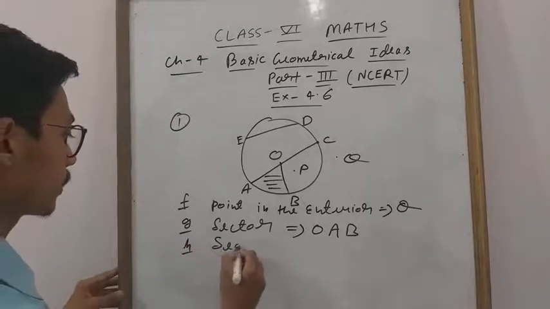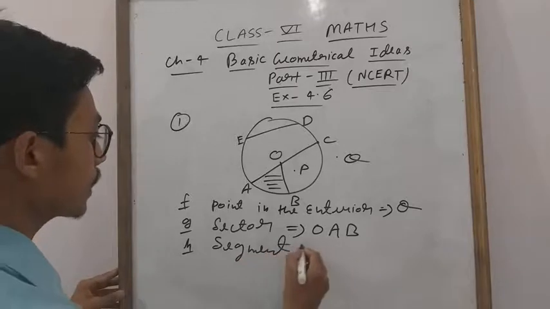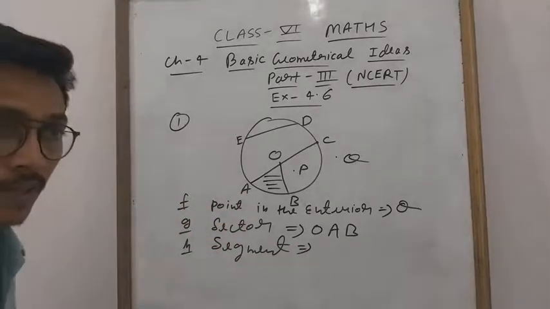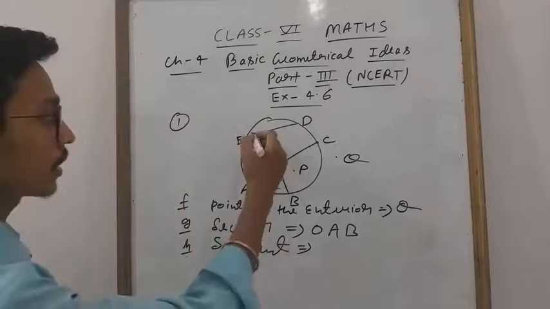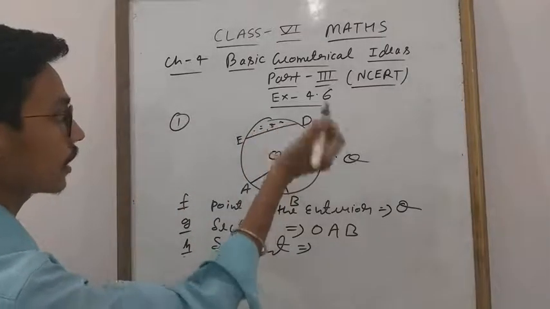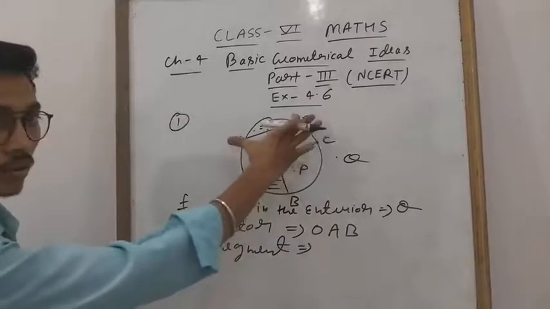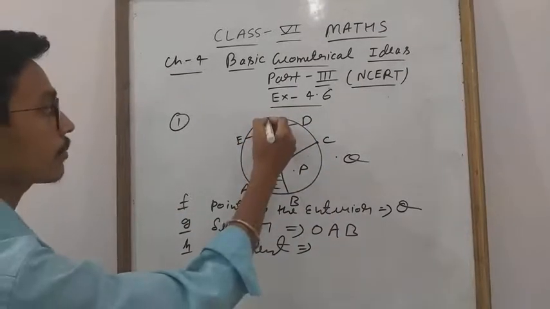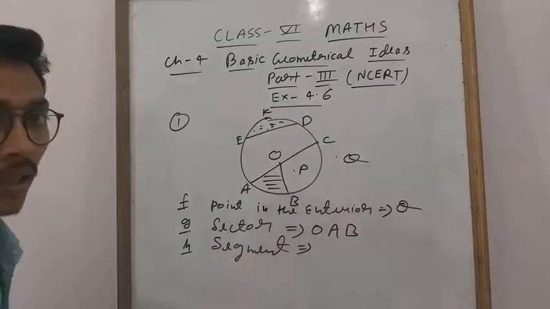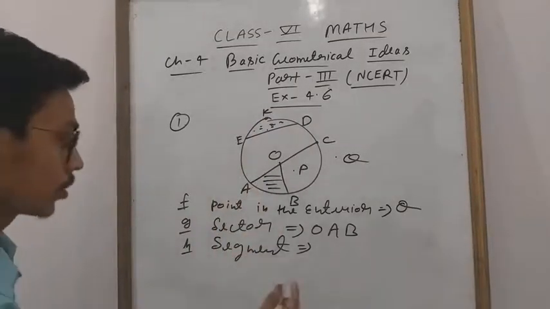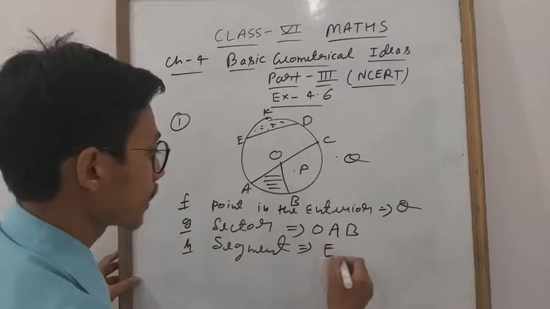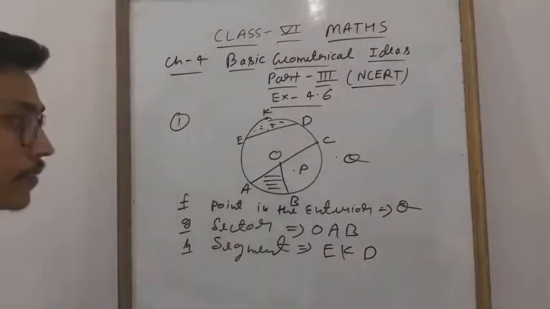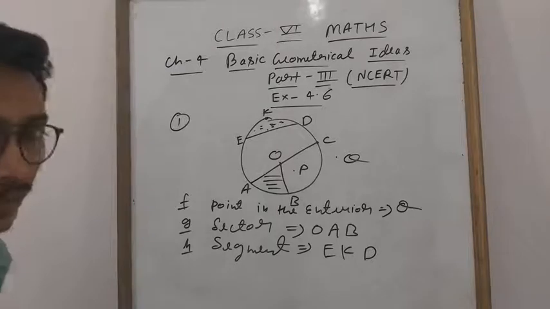Next is a segment. Everyone knows, what is a segment, student? See, major segment, minor segment, nothing is given. So, segment, student, this one is your segment. Now ED is also part of a segment and ED is also a chord. So you will mark a point K here, only for naming. You can write down segment EKD is the segment. Segment is also a part. Clear, everyone? And sector is done.